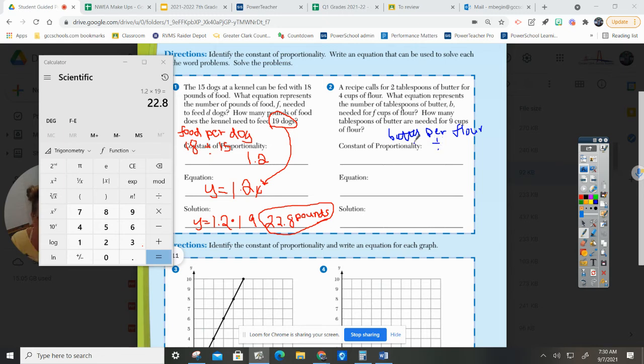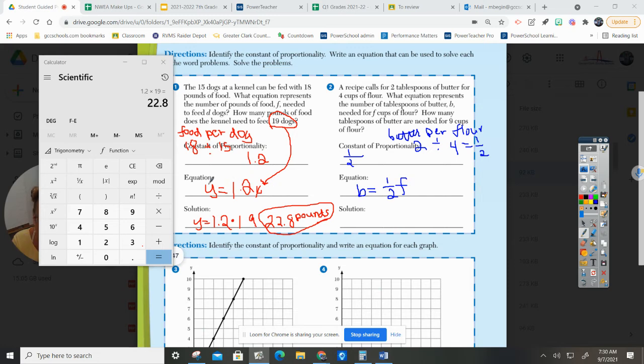So butter is 2 and flour is 4. 2 divided by 4 is 1/2. So our constant is 1/2. So that means, oh, they did letters. We know how I feel about that. So we need butter is needed half as often as flour.